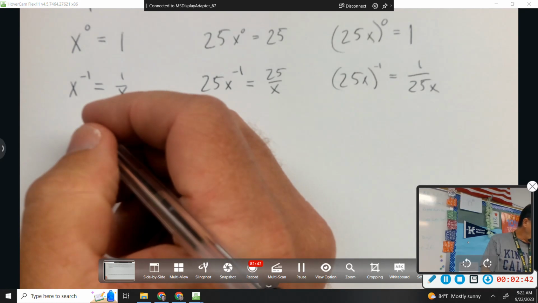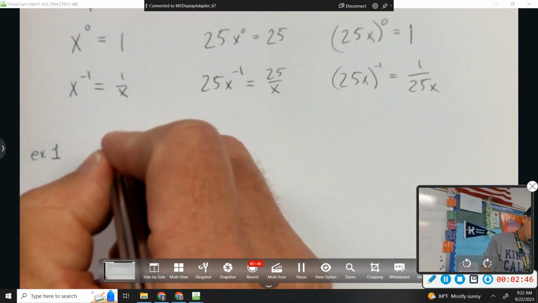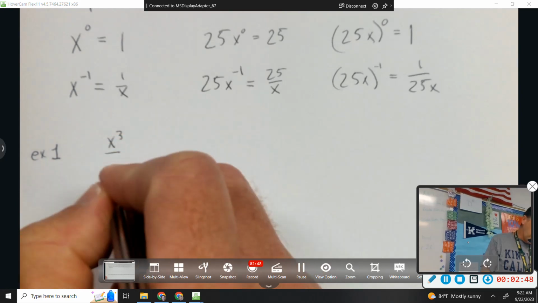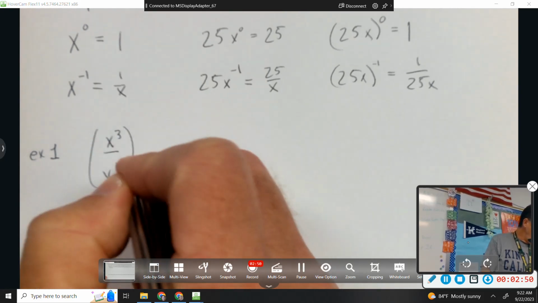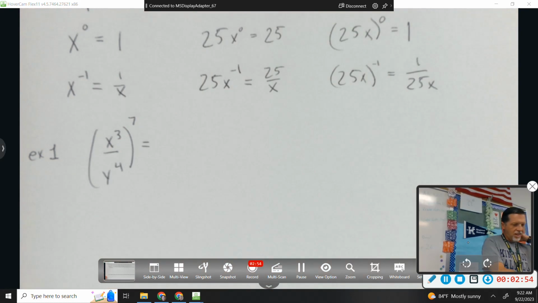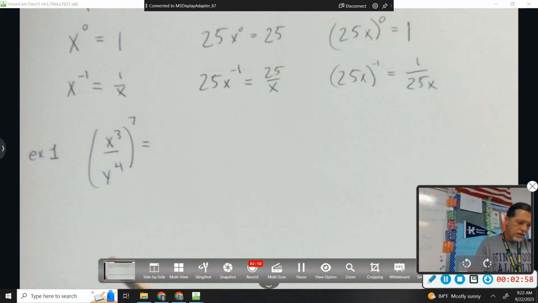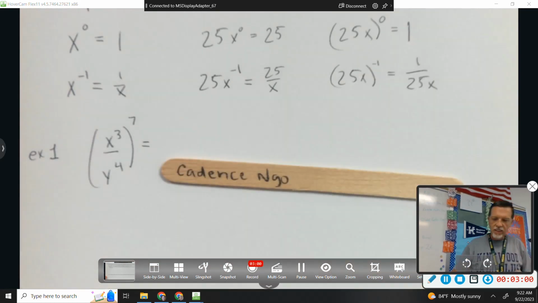I think we can skip down to some examples now. X cubed over y to the 4th all to the 7th.